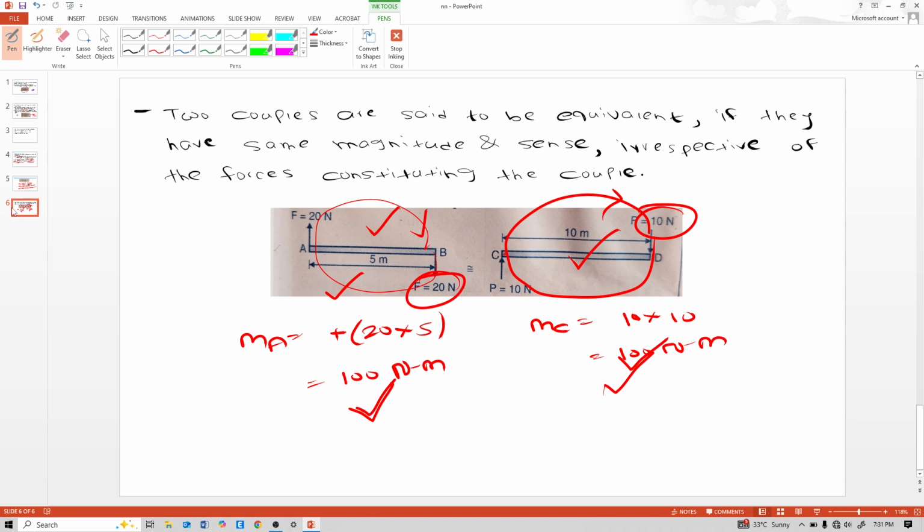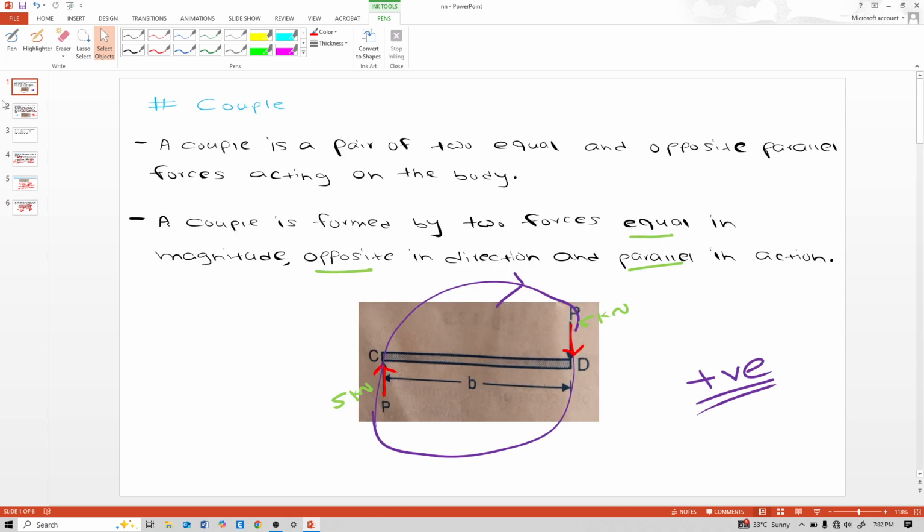So this is the concept of couple. Thank you very much.